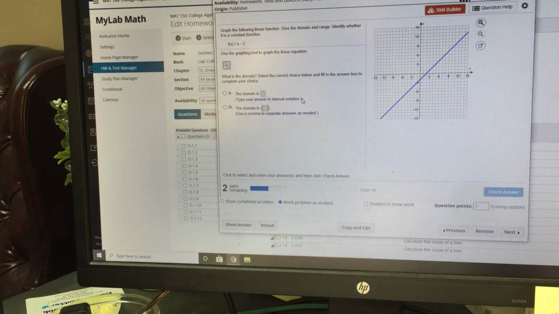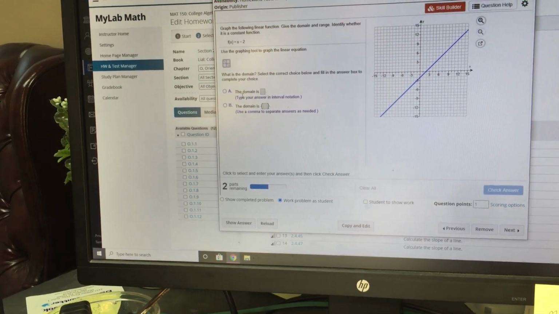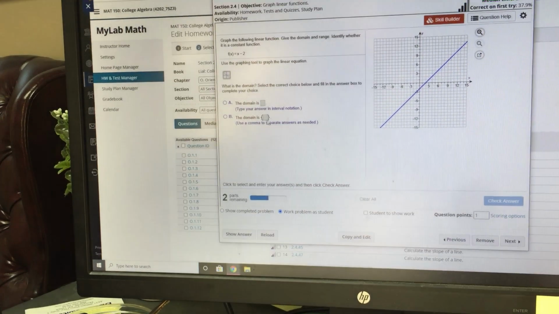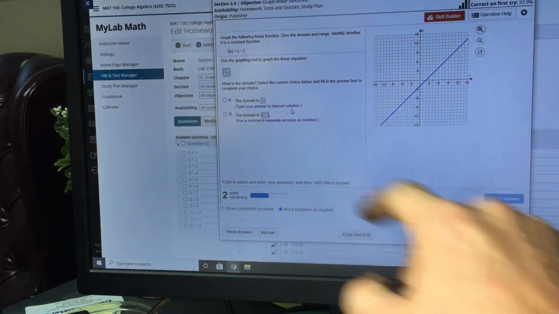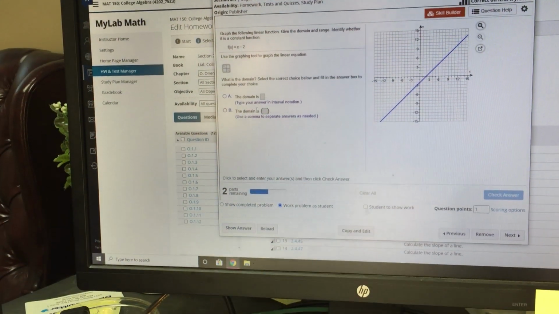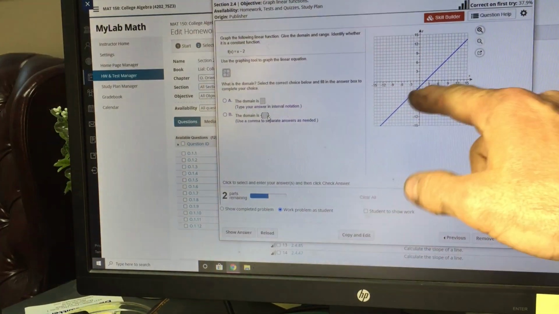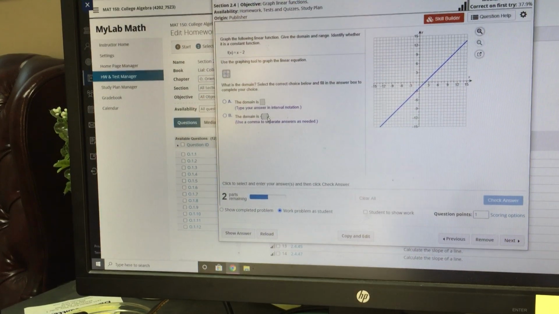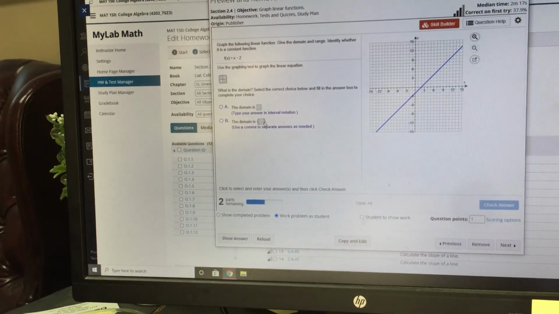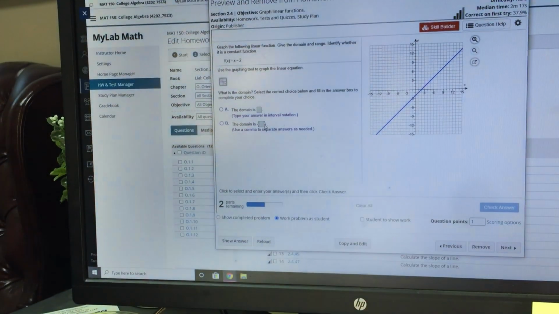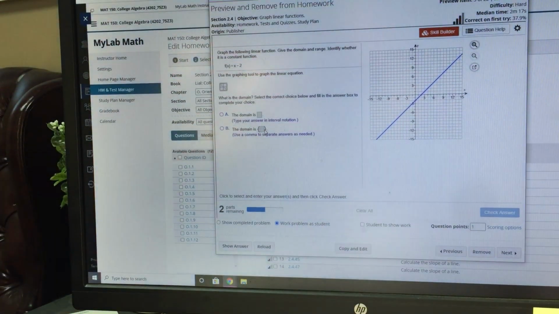Now we want to figure out what the domain is. Notice on this right here, we've got the domain is this, the domain is this. This one, if you notice, has braces. This is if you have individual values, like suppose you had a function and it only had x values of 3 and 6 and 7 and 12. Then you would just list those in this option with the braces.